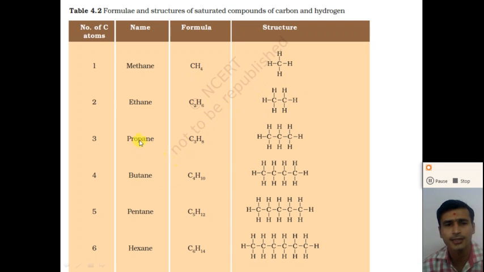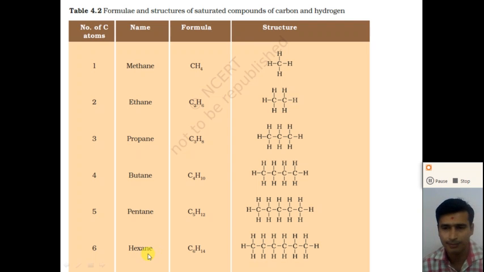Similarly, if we take 3 carbon atoms, C3H8, so 3 carbon atoms are joined with each other, and the other valencies of the carbon atoms are fulfilled with hydrogen atoms. The molecular formula of propane is C3H8, right? Similarly, butane C4H10, pentane C5H12 and hexane C6H14, right? So you can draw the structures of methane, ethane, propane, butane, pentane and hexane.